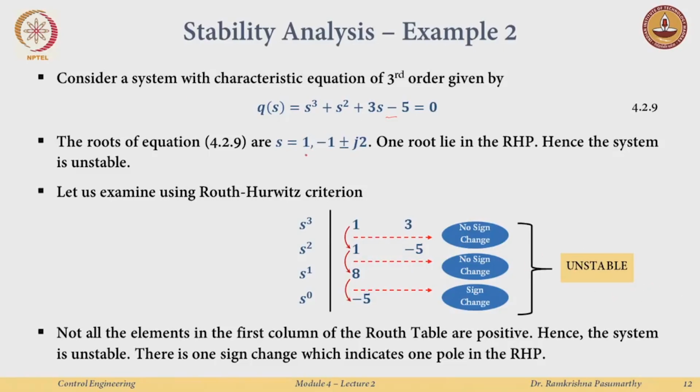You could even compute the roots exactly and say that this is the unstable root, and these are two stable poles. There is one sign change, so one pole on the right half plane.